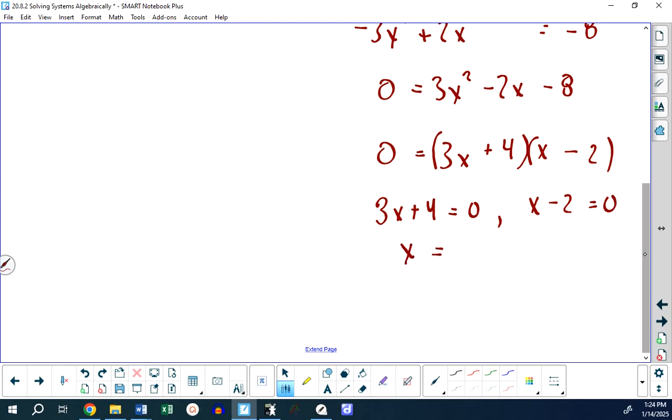So x equals -4/3, and x equals 2. Now we have to find y. I'll be honest with you, I like elimination better initially to find the first variable, but I like substitution better to find the second variable. It's kind of a toss-up here.